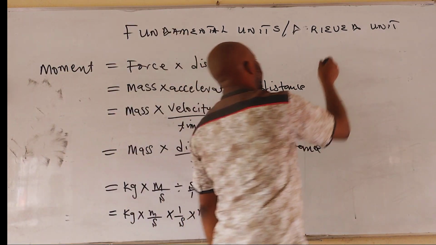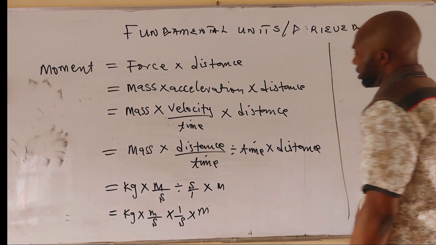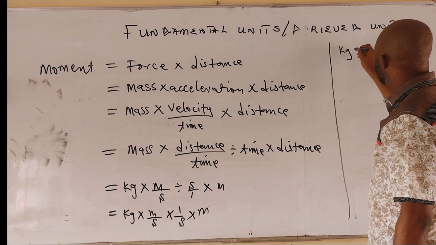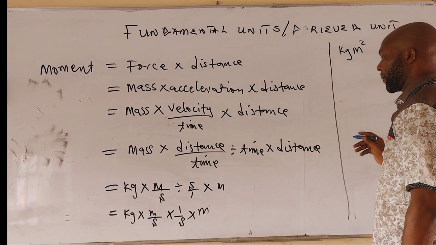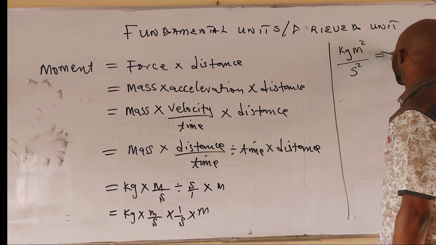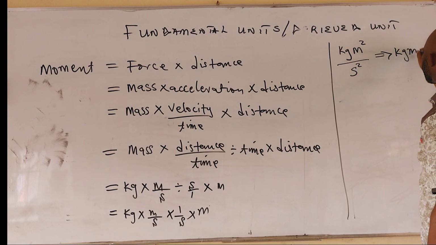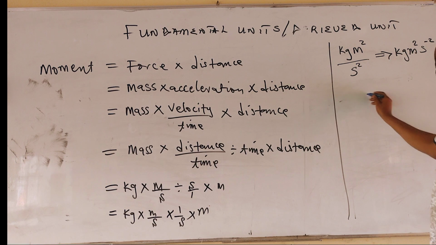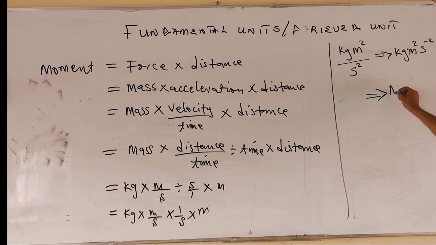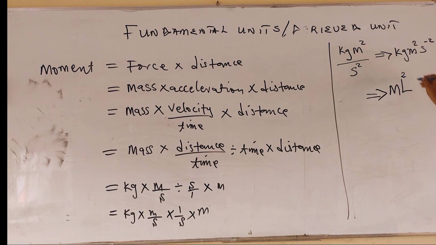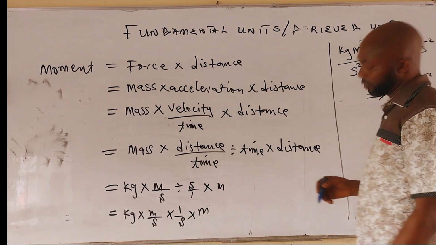So if I come over here, I will be having kg meter square over second square, which is the same thing as kg meter square second raised to the power minus 2. So the dimension now becomes kg is capital M, length for meter raised to the power 2, and time is minus 2. So this becomes the dimension for moment.